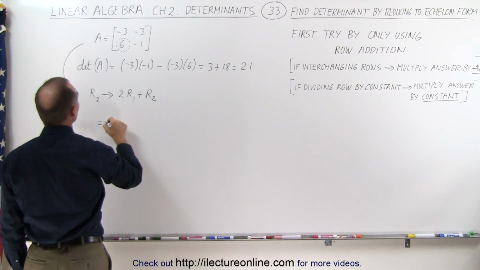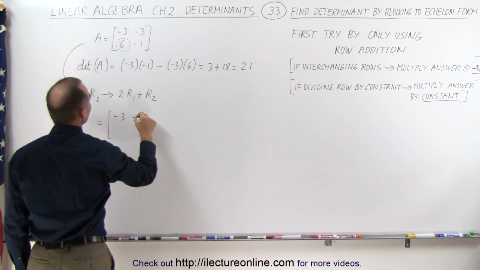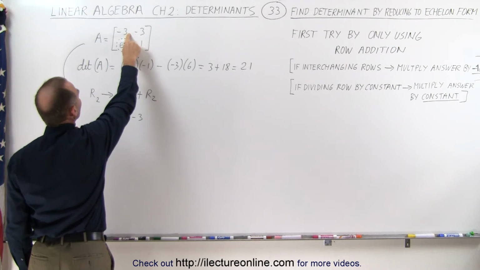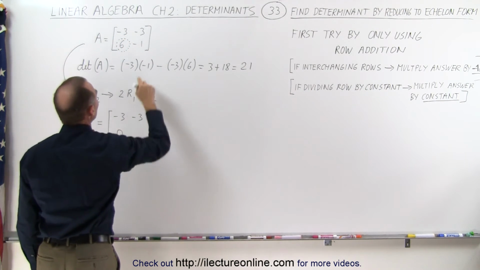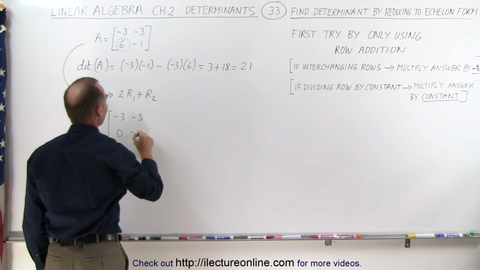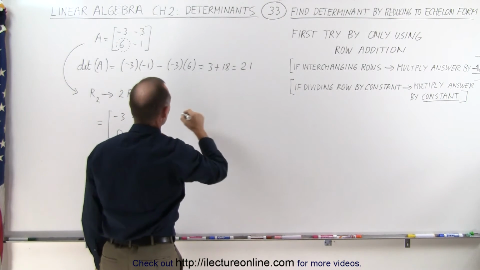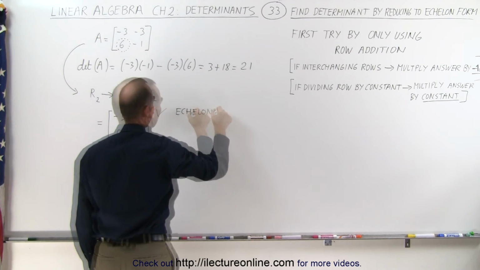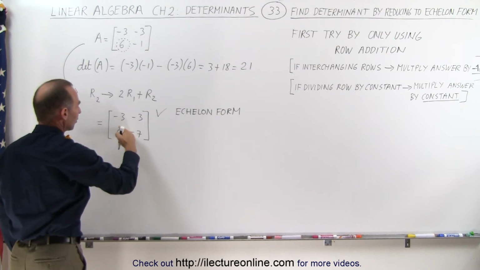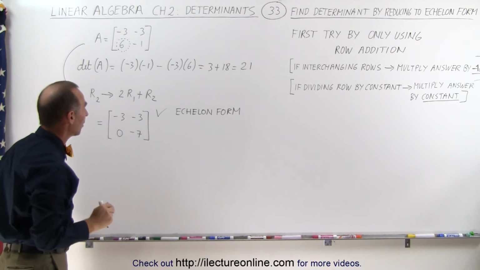So this becomes equal to, notice that the first row doesn't change, that stays the same, but the second row now changes. 2 times negative 3 is negative 6, added to 6 gives me 0. 2 times negative 3 is a negative 6, added to negative 1 gives me a negative 7. Now notice that this is indeed in what we call the echelon form. What that means is that the lower bottom left of the matrix is all zeros, we still have the diagonal, and we have numbers in the upper right portion of the matrix.